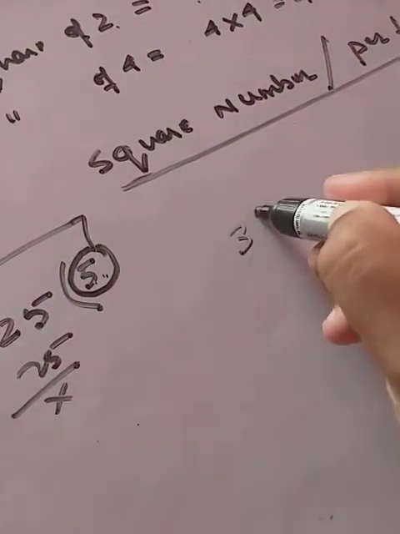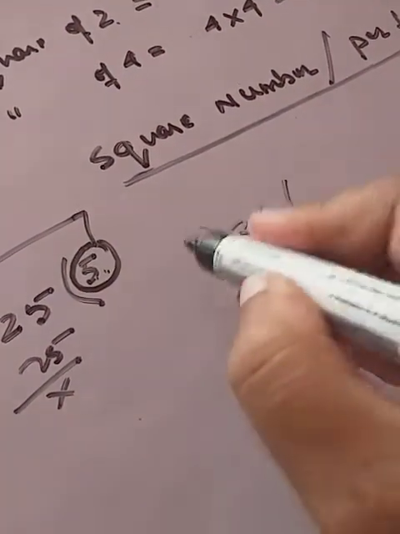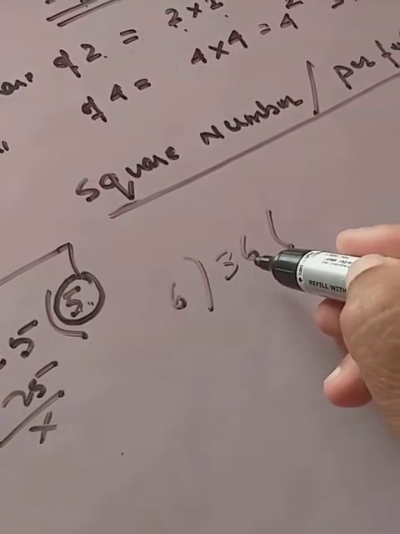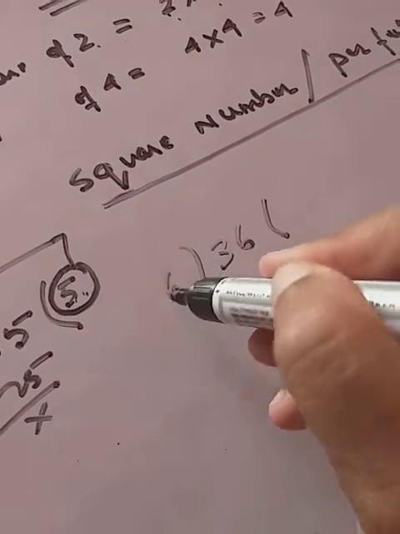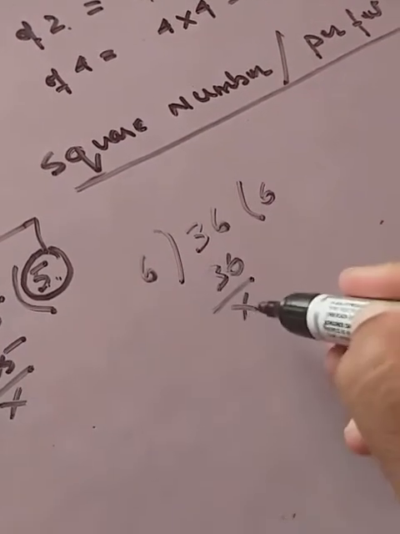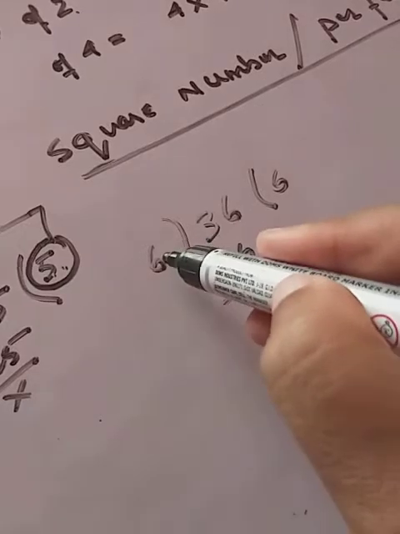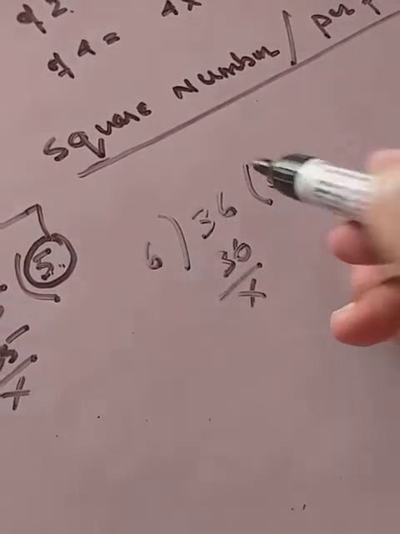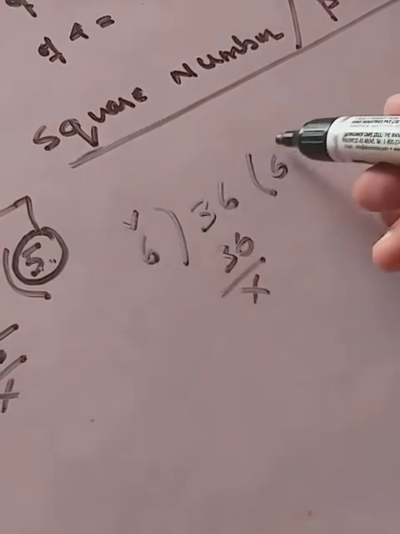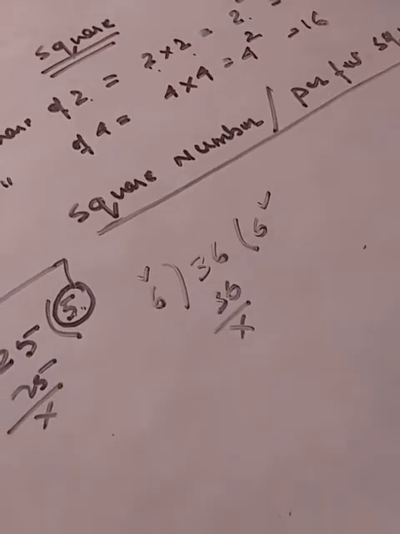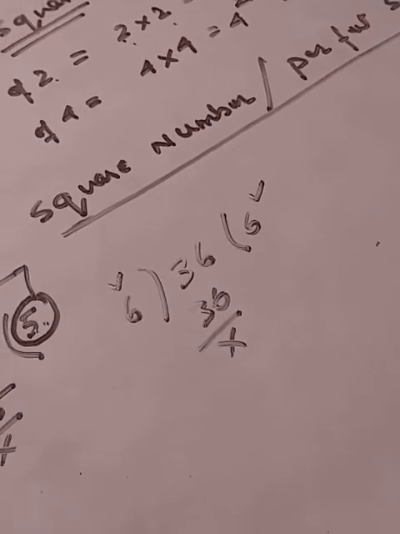Similarly, let us take another example, that is 36. 36 is the dividend, isn't it? Now 6 is the divisor. So what will be the quotient? 6 6s are 36. So we see the remainder is coming 0. Now let us see if the divisor and the quotient are the same or not. Yes, it is the same, that is 6 and 6. So 36 will also be termed as a square number or a perfect square number.